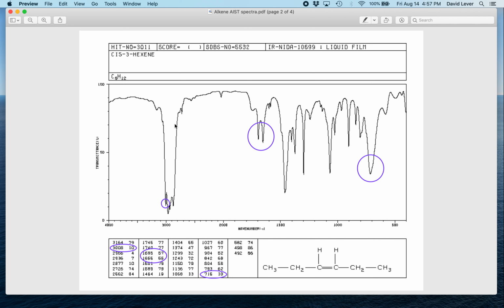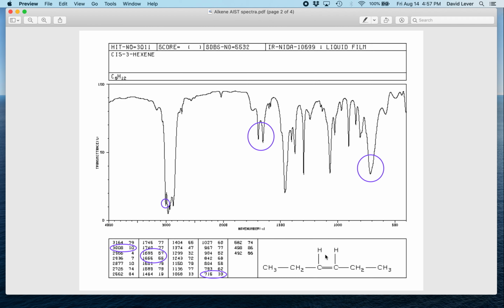This peak at 3164, that's just a ghost. But this peak at 3008 with a transmittance of 10 is the carbon-hydrogen stretching. And you'll notice it's quite a bit stronger for the less symmetrical molecule because of the larger dipole change. And then there's a broad peak, and just one of them here, at around 716, around 700.